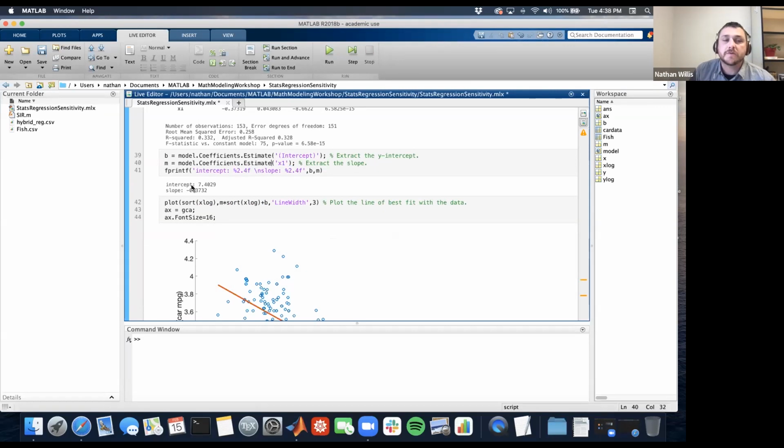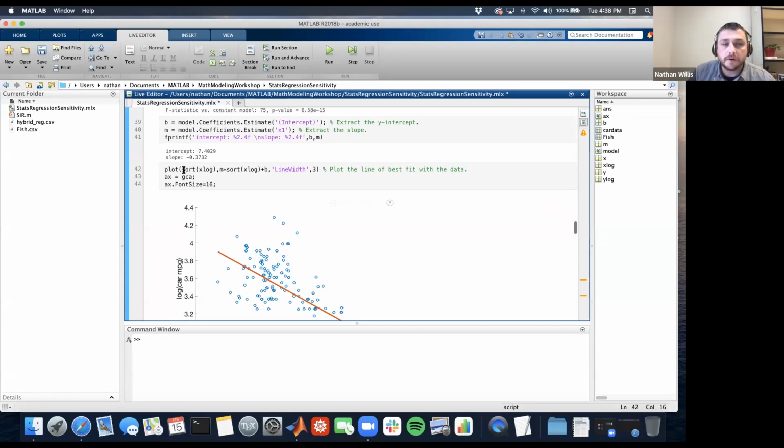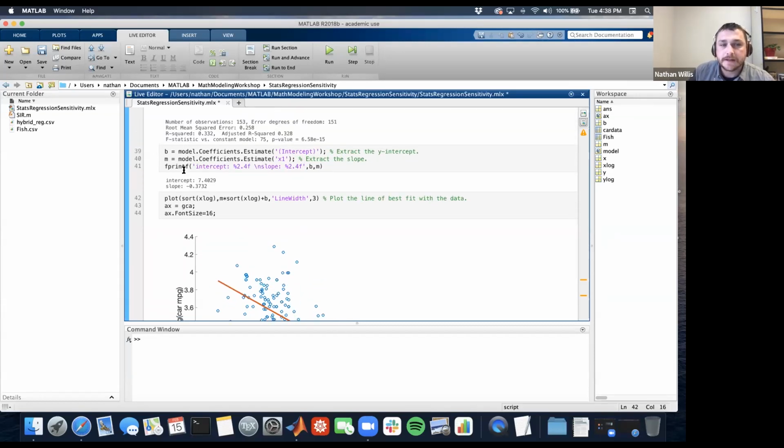Right, we're going to save the first one as intercept and the second one as slope. So the b is going to be the y-intercept, and then x1 gives you back the slope of your line. I'm just printing them out here in plain text so they're easier to read. So our model would be that y is equal to minus 0.3732 x plus 7.402.